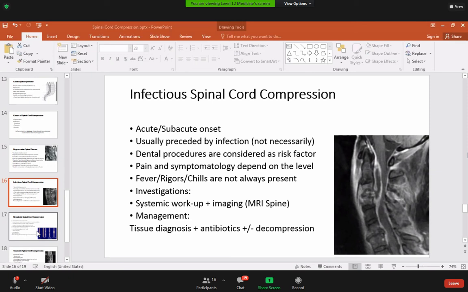For investigation, you have to go for a systemic workup, and an MRI scan of the spine is indicated to identify the exact location and the severity of the compression. And management is that we have to obtain tissue diagnosis, and antibiotics are started, and if needed, decompression is advised. Decompression is done in selected cases.